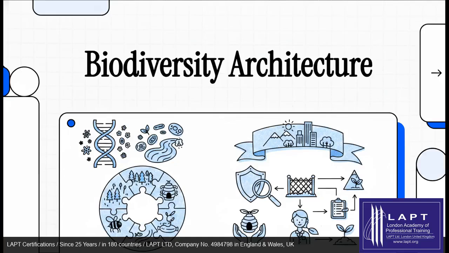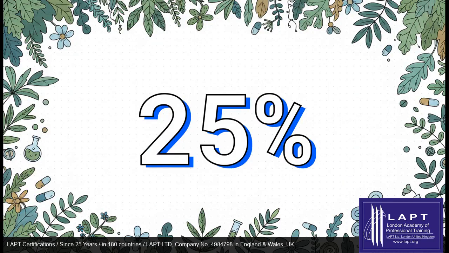Welcome to this explainer. Today, we're going to completely unpack the blueprint of life on Earth. We're going to look into exactly why nature's architecture is, well, absolutely invaluable to our daily lives, and we'll break down the precise scientific strategies we use to protect it. The architecture of biodiversity is definitely complex, but as we go through this today, you'll see exactly how all these intricate pieces fit together. Okay, let's dive right in with a pretty staggering number, 25%.